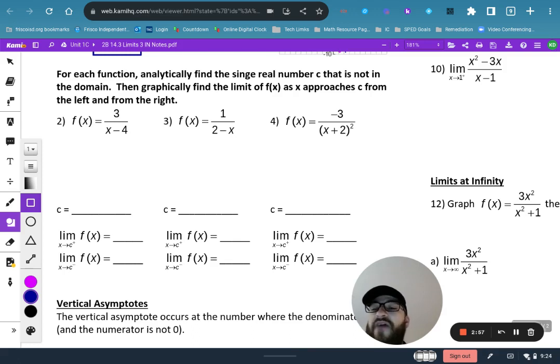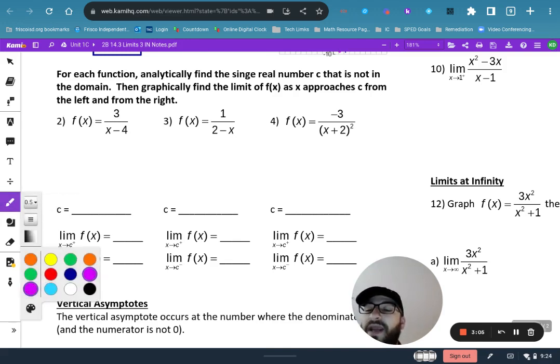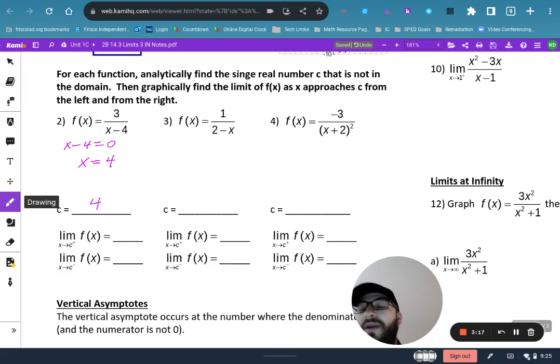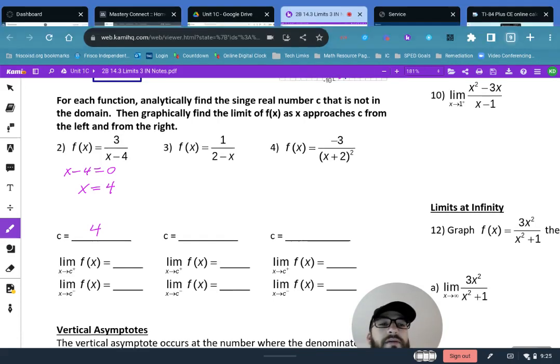Okay, so we have f of x is equal to 3 over x minus 4. So just like we've done before for our rational functions, we set any factors in the denominator equal to 0. So x minus 4 is equal to 0, which means x is equal to 4. So 4 is the c value that we are now evaluating our limit at. So we're going to evaluate the limit as x approaches 4 from the right and as x approaches 4 from the left. So we're going to go back to our calculator real quick.